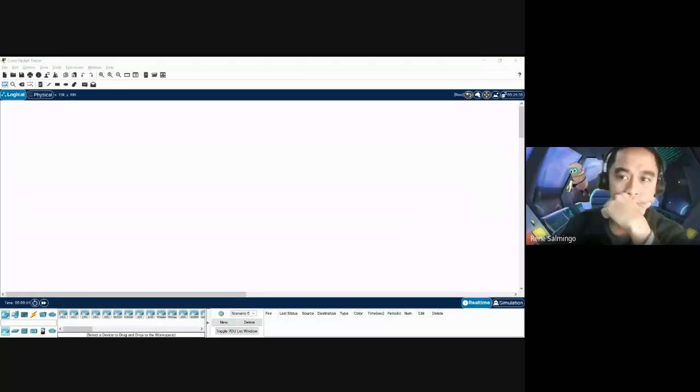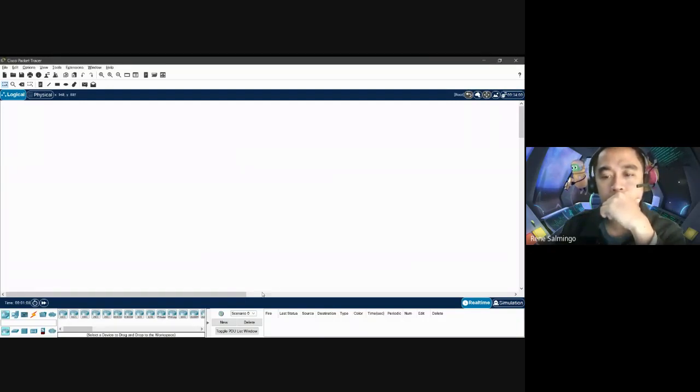Can you see Packet Tracer now on my screen? Okay, thank you. So I go back to the screen. We will have an example. We have an example switch, and we have a computer, a PC. It's just drag and drop.